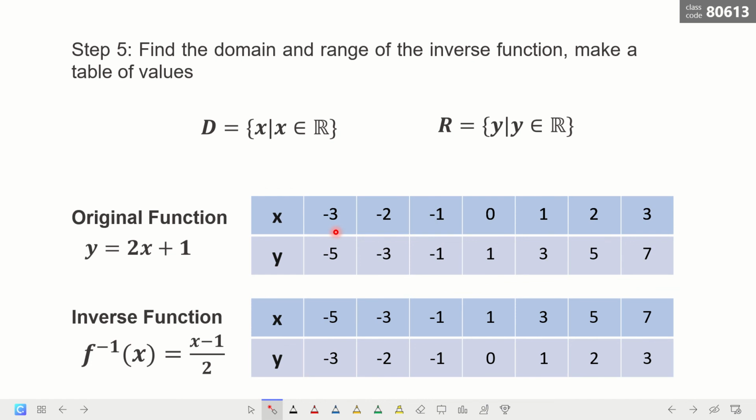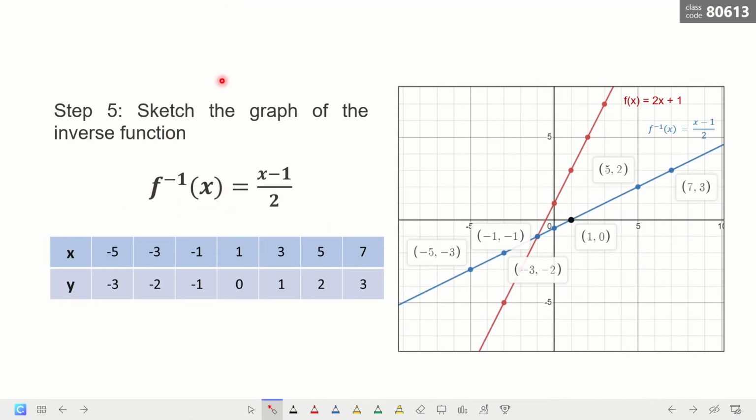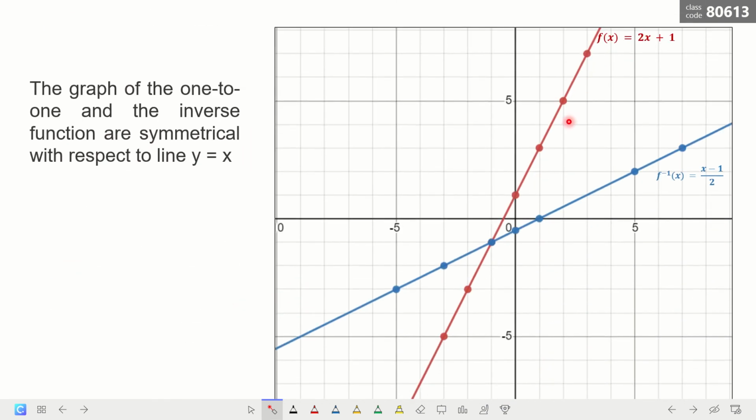Then, the graphs of a function and its inverse are also a reflection of each other. So, sketch the graph of the inverse function in the same plane with our original function. So, here is our original function and this is our graph. Here are its points. And then, show the line of symmetry, which is y is equal to x.